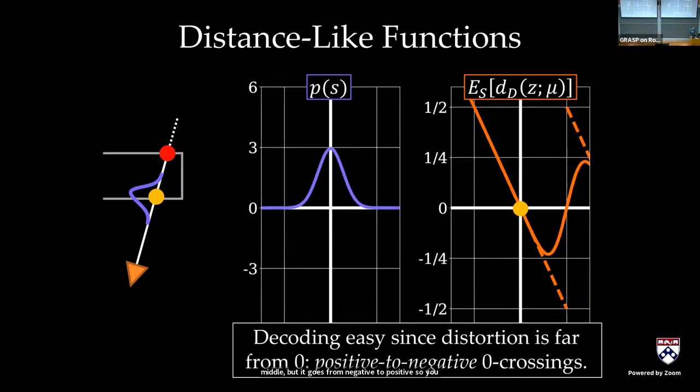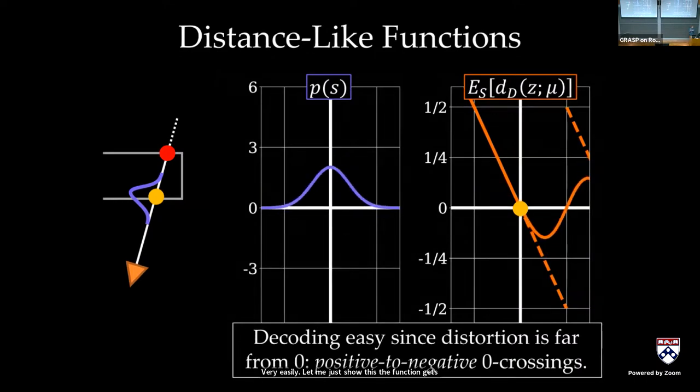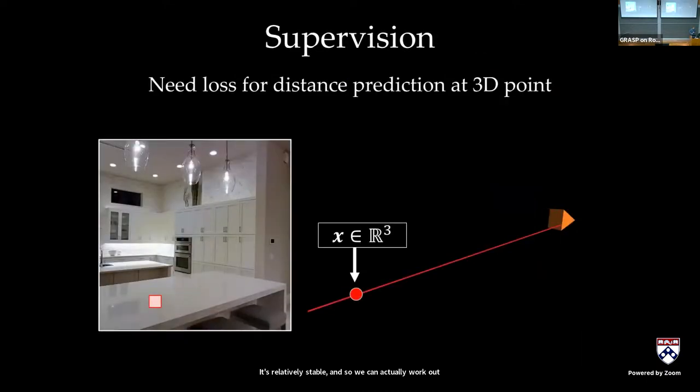Let me just show this. The function gets distorted, but near the intersection, it's relatively stable. And so you can actually work out how stable it should be. So the thing is that you need to then be able to supervise the network to predict this.